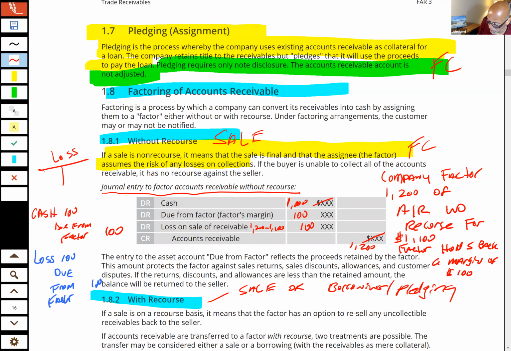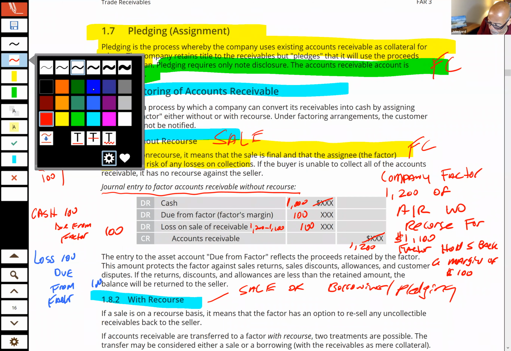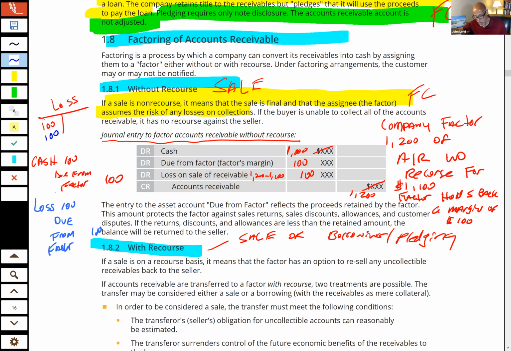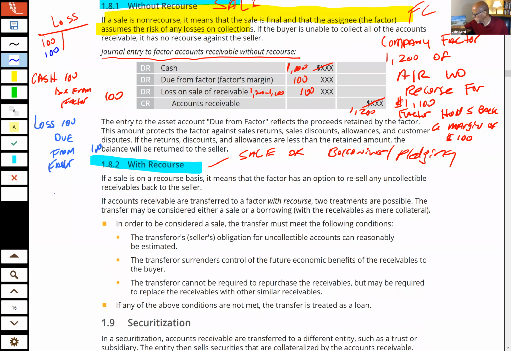And if I look at the total loss on this deal now, it's that debit and that debit. So it'd be a 200 loss, the 1,000 versus the 1,200, the original receivable. And a company may do this because they're trying to generate cash flow, right? Okay.